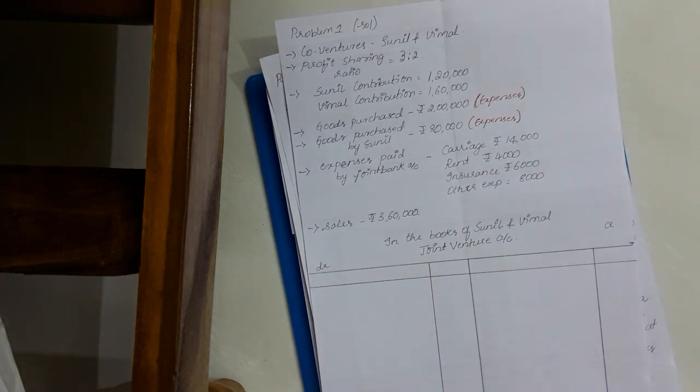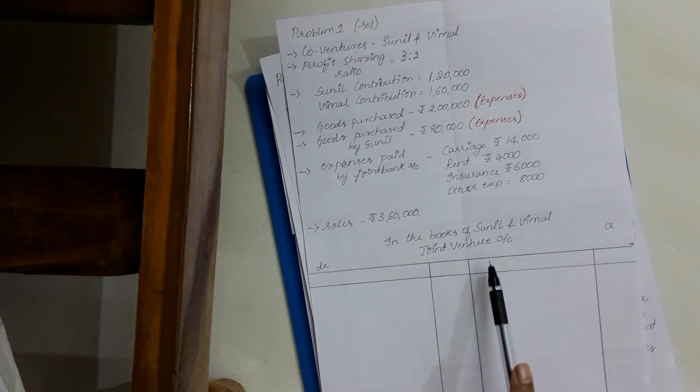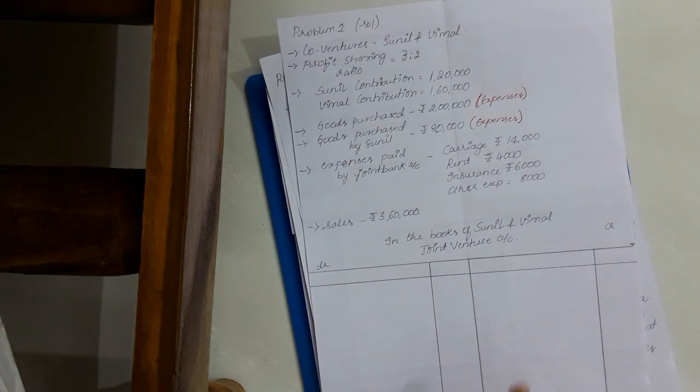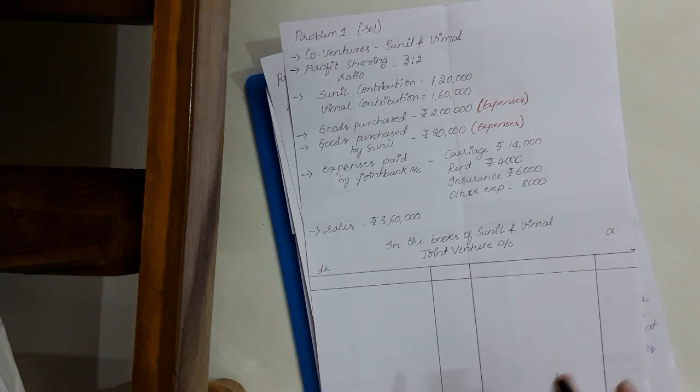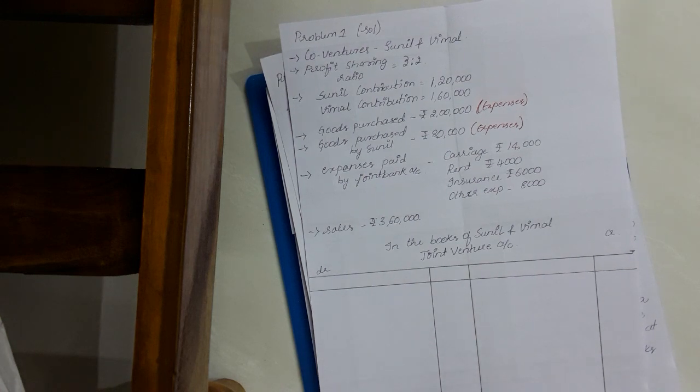What kind of ledger accounts will we be preparing? One is the joint venture account, one is the co-ventures account, and one is the joint bank account. The joint venture account is a nominal account prepared to know the profit or loss of this joint venture, whether it is a profit or a loss for Sunil and Vimal. The co-ventures account is similar to the capital account of the partners. The joint bank account is a similar kind of bank account that all companies prepare.